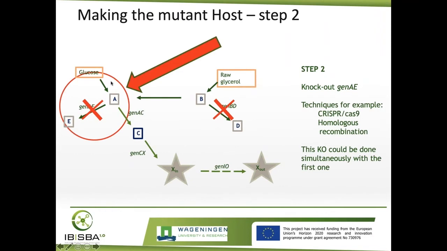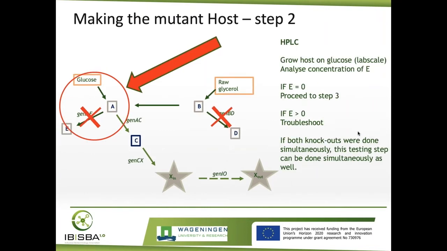Now, step two, again, we want to knock out the genes A, E. We use again the techniques that we had available, CRISPR-Cas, homologous recombination, and this could be done together with step one, depending on the technology. Or this can be done subsequently, and of course we need to then check, well, is this compound there? If it's not there, then we are in a good condition. We think we can proceed to step three. If there is still compound available, we need to troubleshoot.